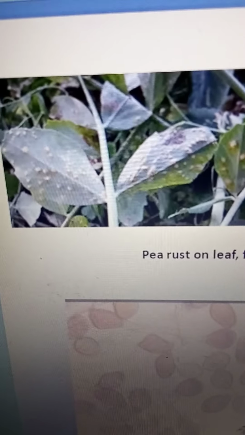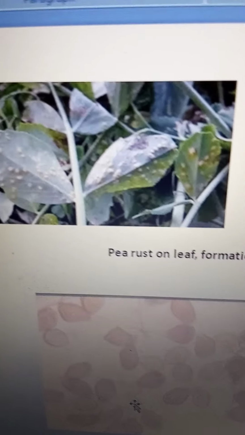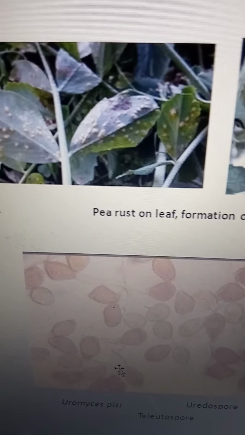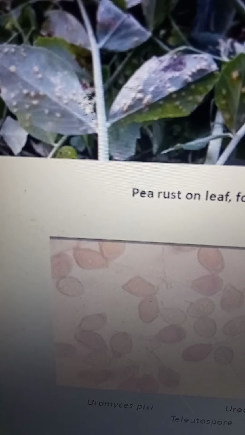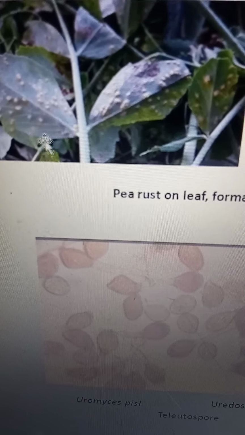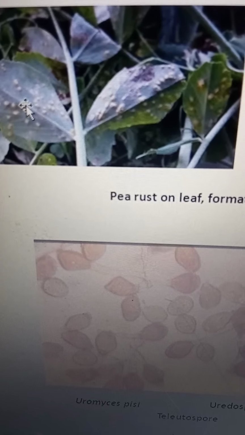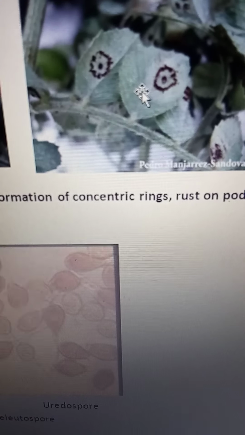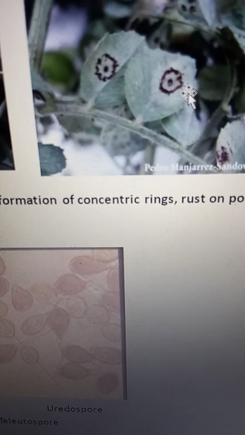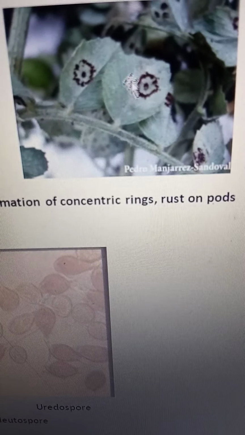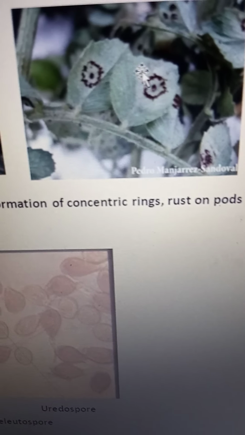Next comes one of the serious diseases of pea, that is pea rust, which is caused by the pathogen Uromyces pisi. Here you can find orange pustules on the leaf surface. You will find it mostly on the lower portion of the leaf. And this is another distinct symptom which you will find at the later stage of the infection by Uromyces pisi: formation of dark brown concentric rings.